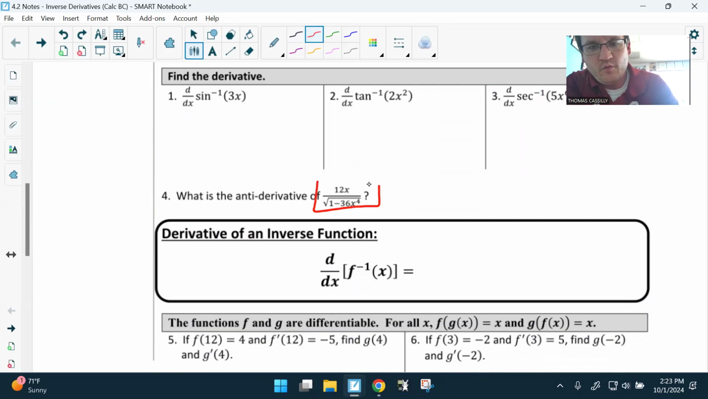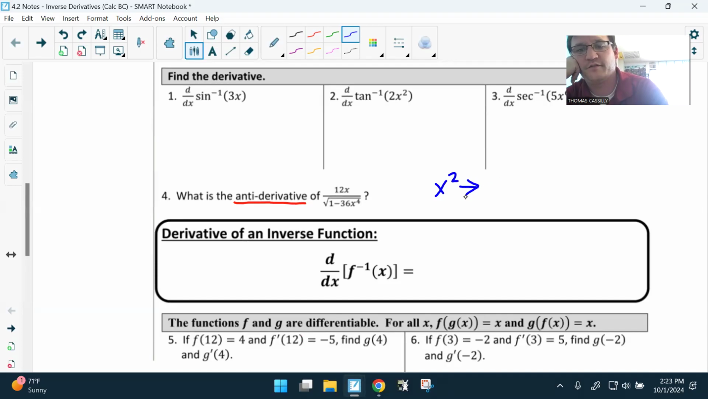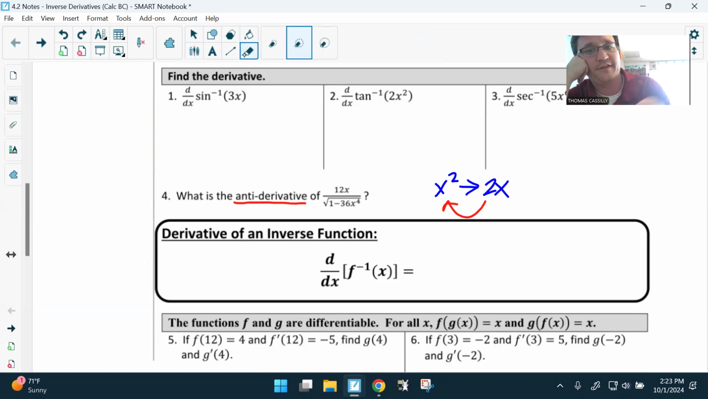All right, so they want to know what is the antiderivative of 12x over 1 minus 36x to the fourth? An antiderivative is the answer to what we would get if we took a derivative. For example, the derivative of x squared is 2x, right? The antiderivative is just working backwards. Sometimes we call this the integral. So the antiderivative here is what it would require to get the derivative as an answer, right?